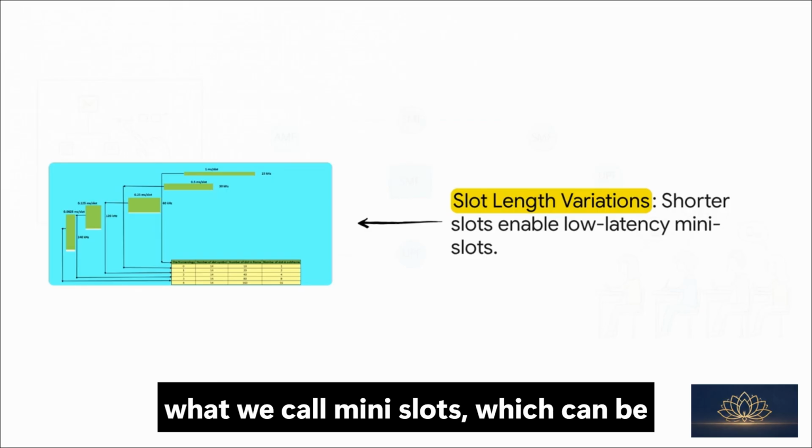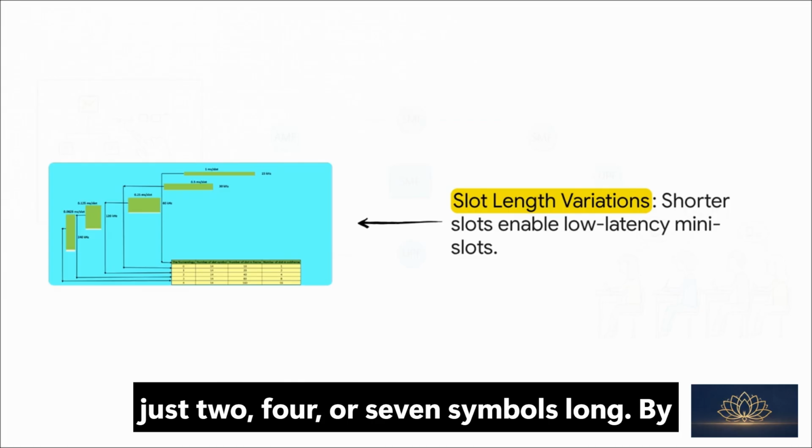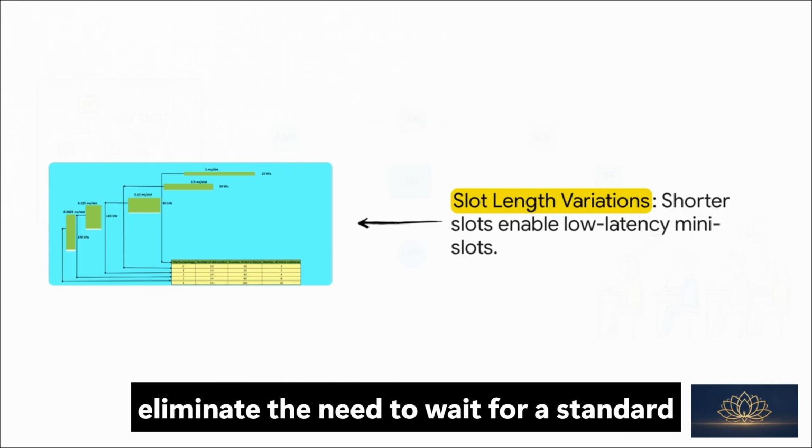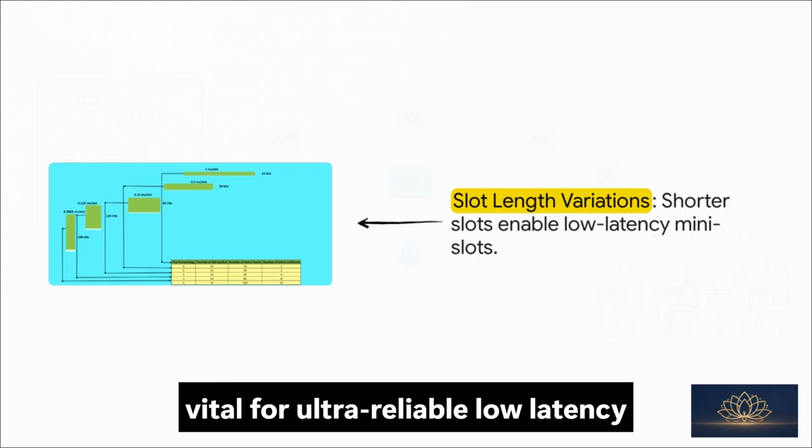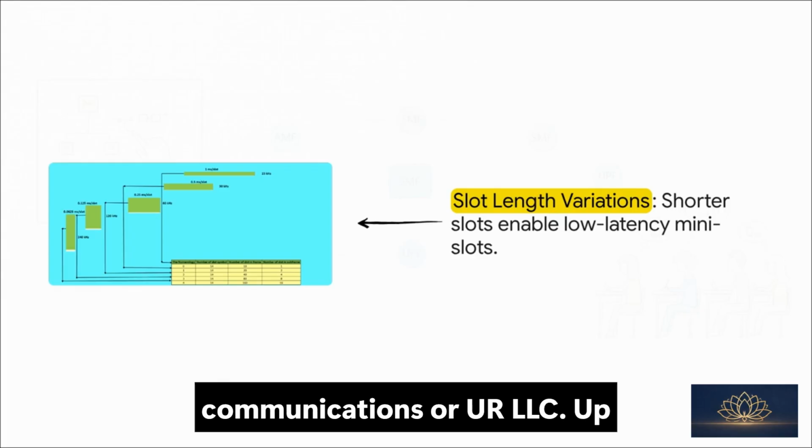And this allows us to utilize what we call mini slots, which can be just 2, 4, or 7 symbols long. By using a mini slot, we completely eliminate the need to wait for a standard slot boundary. That drastically cuts down transmission delay, which is absolutely vital for ultra-reliable low-latency communications, or URLLC.